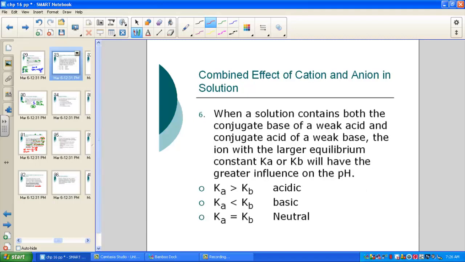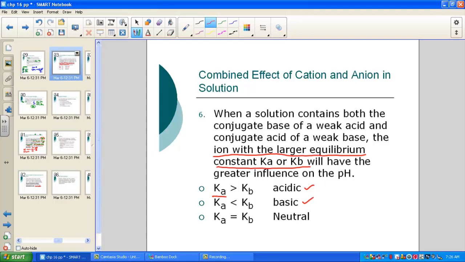Number 6. When a solution contains both the conjugate base of a weak acid and the conjugate acid of a weak base, the ion with the larger K constant will have the influence on the pH. If Ka is greater than Kb, the solution ends up to be acidic. If Ka is less than Kb, the solution ends up to be basic.